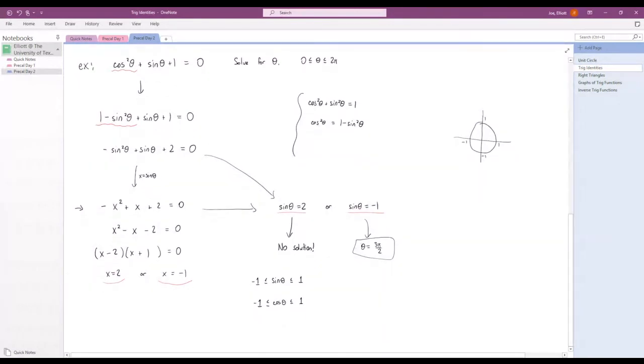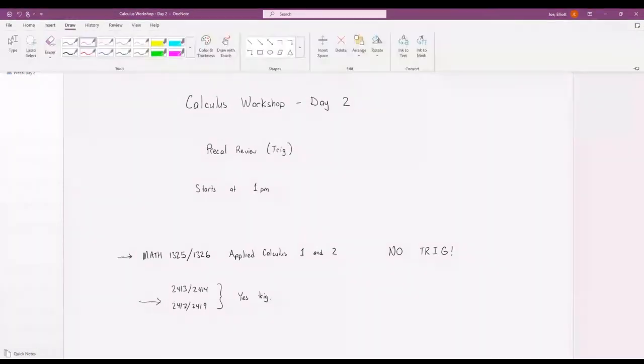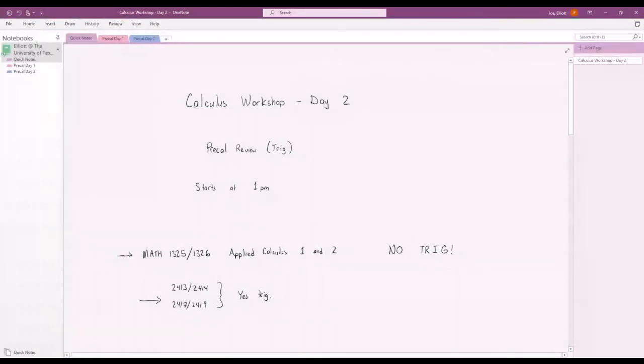So I know there were some questions about the different calculus sequences, so maybe I can talk a little bit about that. Okay, so for the applied calculus sequence, what's the difference between all three of them?